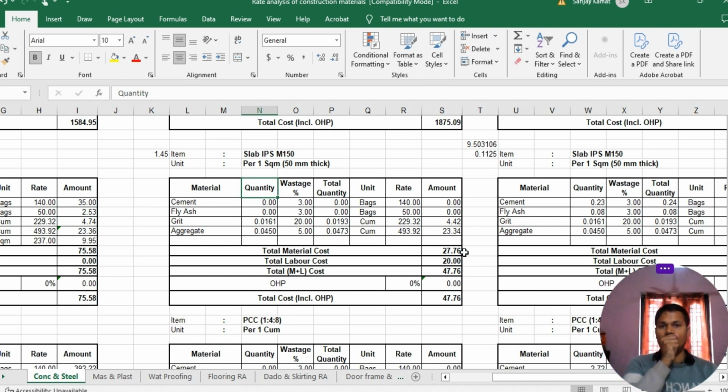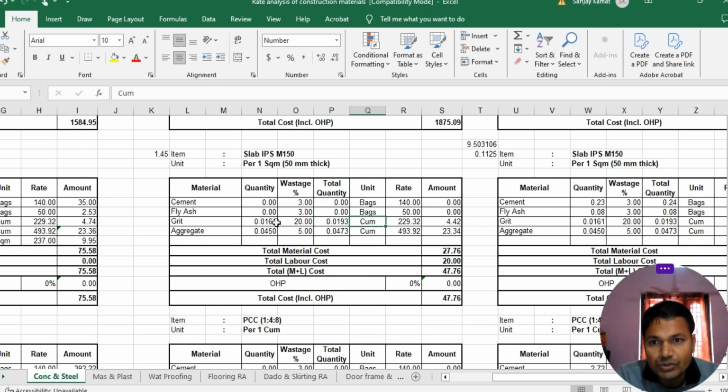Okay, so now what to do is see. So material, how much will we take? We will take the cement 0, 0 number of bags, because we have not taken the cement this time for the preparation of this slab. And the fly ash, this also we take 0. Grit only, the quantity is 0.0161, and the wastage percentage we are taking is 20%. And total quantity we will take is 0.0193.